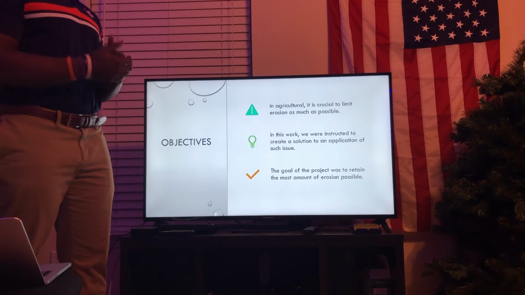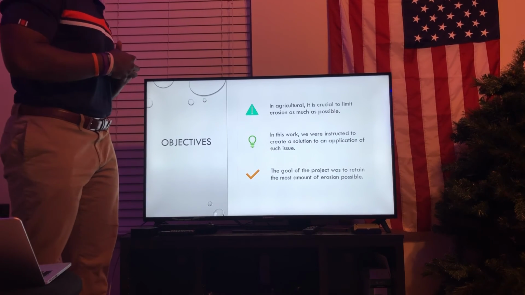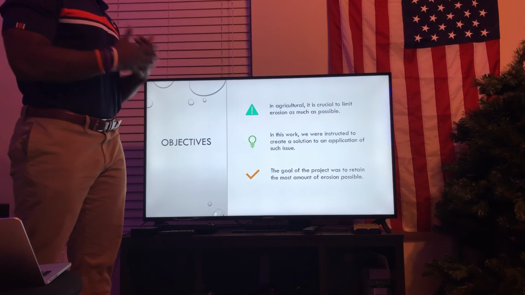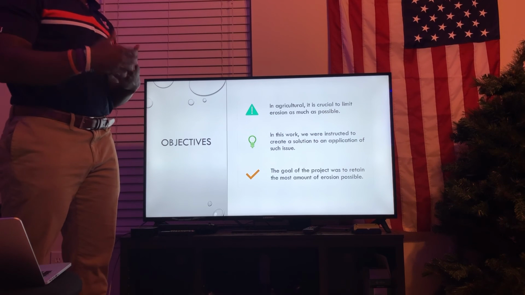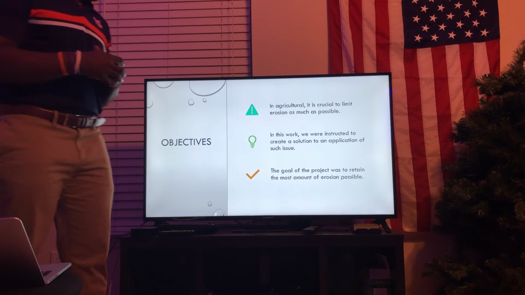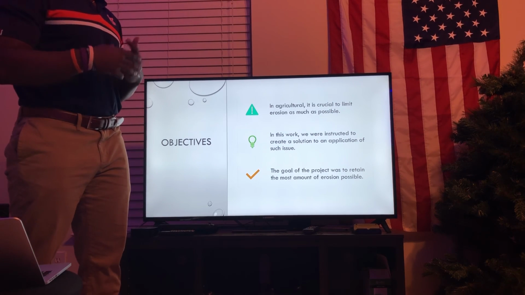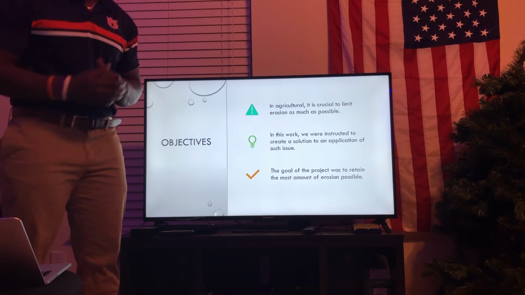So the objective here, as people in agriculture, is to limit the erosion process. In this work, we were instructed to create solutions for the application of such an issue, and that would be erosion. The goal of the project was to retain the most amount of erosion possible.